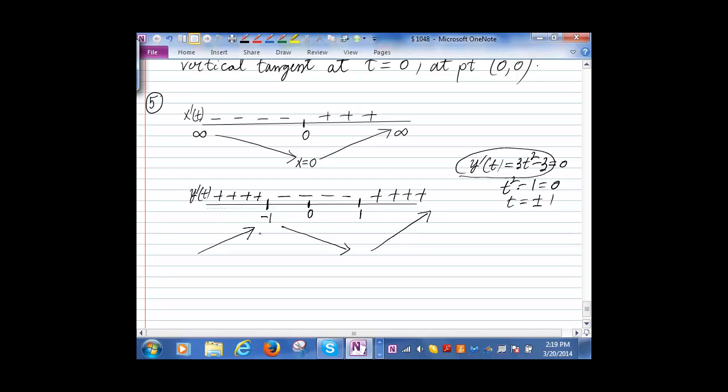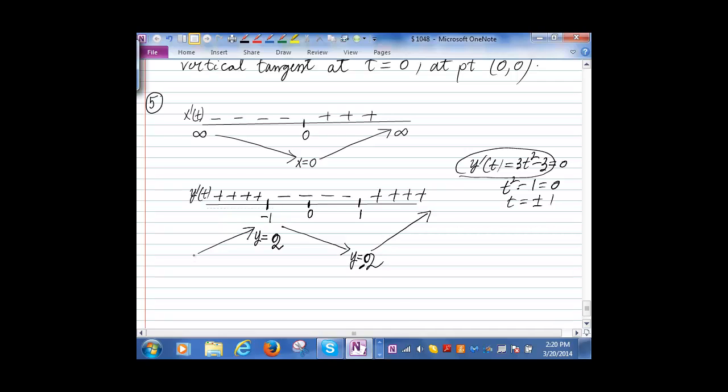What's the value of y at negative 1? 0. And what's the value here? The y value when t is negative 1 or positive 1. Hey, wait a minute, what are you saying? It's not 0, right? When t is negative 1, the derivative is 0, but what's the value of the function y? At negative 1 it was 2, right? At 1 it was negative 2.